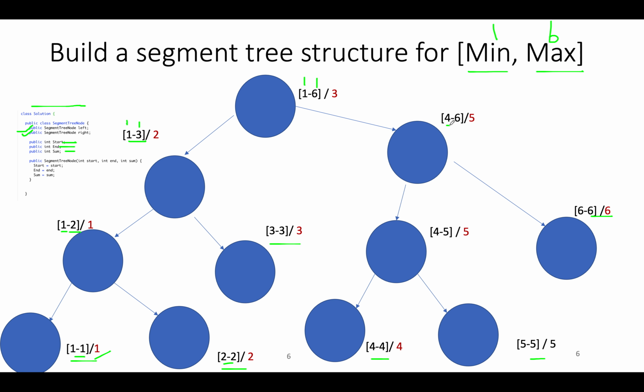For this, 4 is the starting node, 6 is the ending node. For this node, 4 is the starting node, this is the ending node. And we have gone through the complete tree right now.